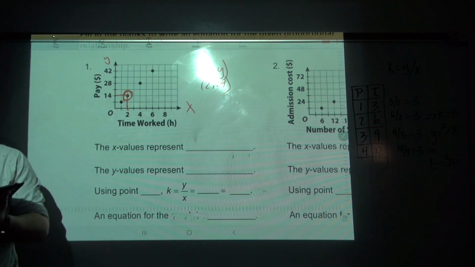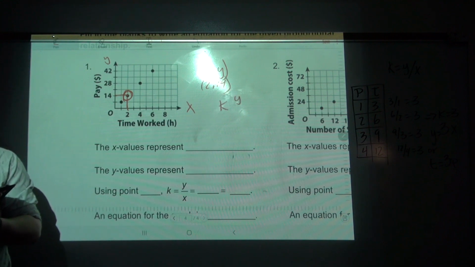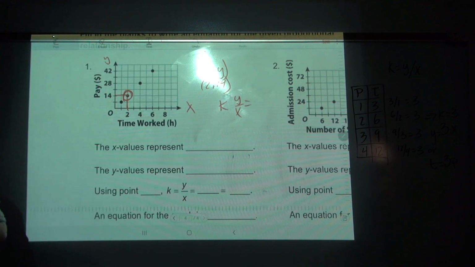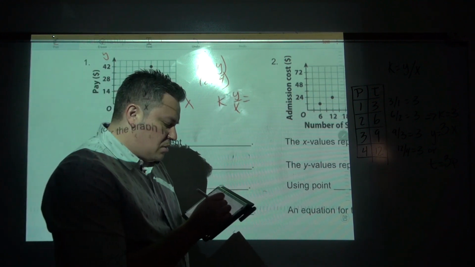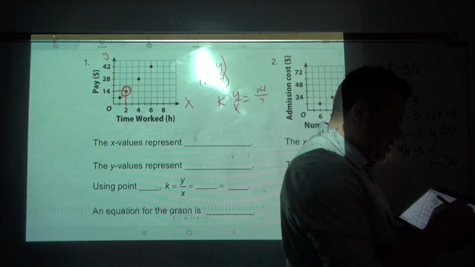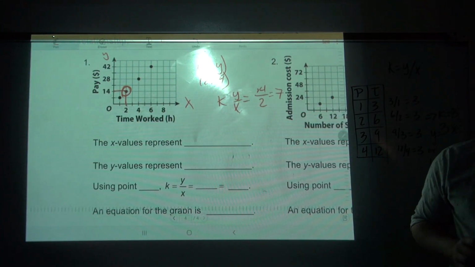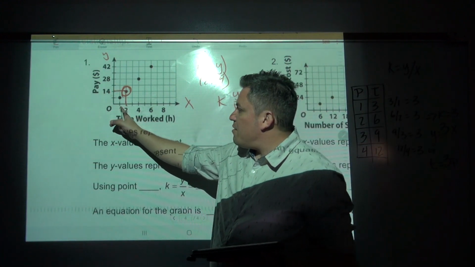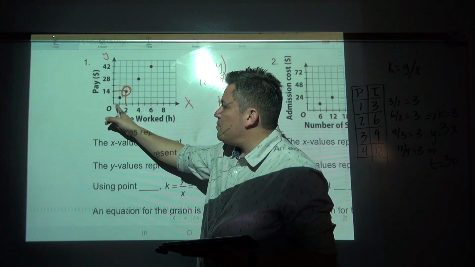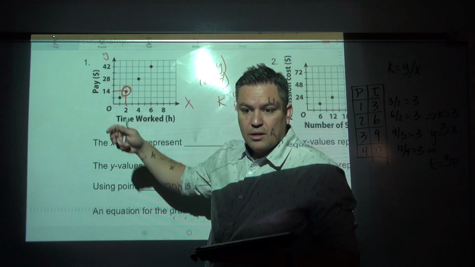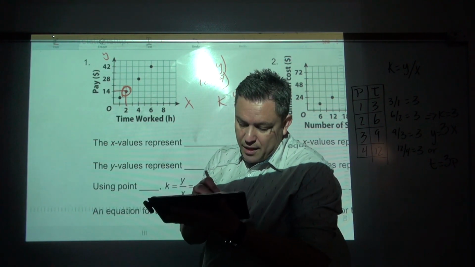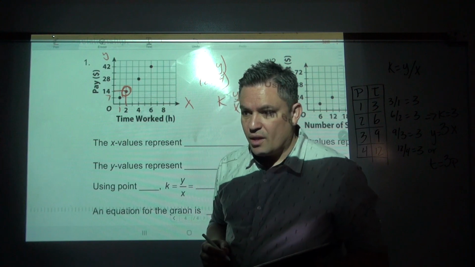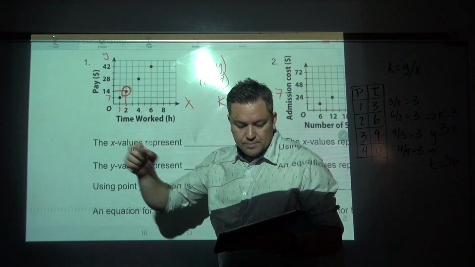Now to find k, again, is y divided by x, right? In this case, what's my y? 14 divided by 2, which is? 7. Very good. That's k, that's my constant of proportionality. So if I look at the graph, if I only work 1 hour, how much money am I gonna make? $7. 1 hour, $7. That's what it means, okay?